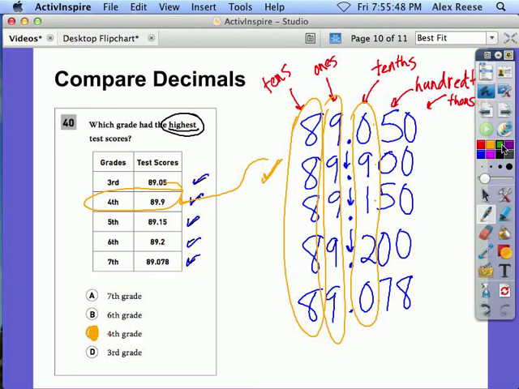Don't forget your decimal place value. Ones, tens, hundreds. Then behind the decimal point is tenths with the TH's, hundredths with the TH's, and thousandths.